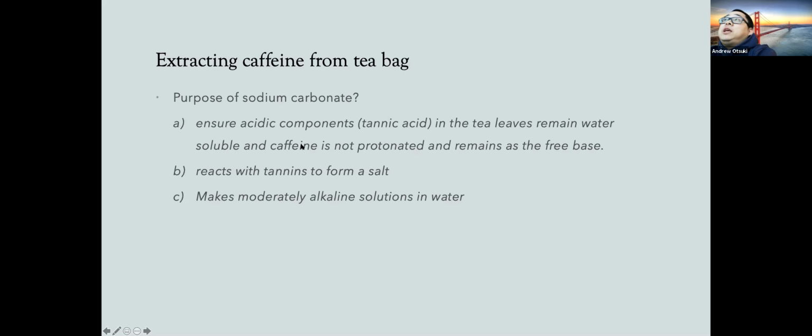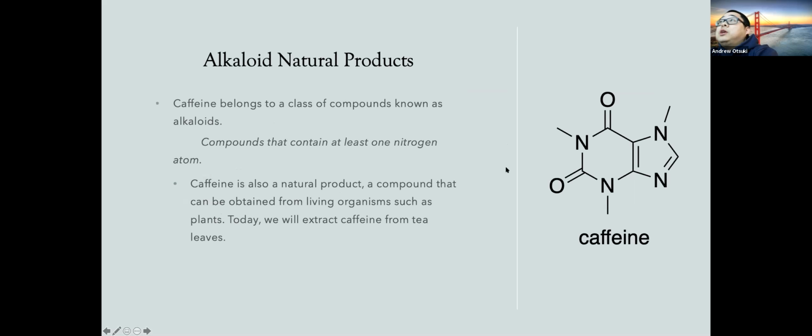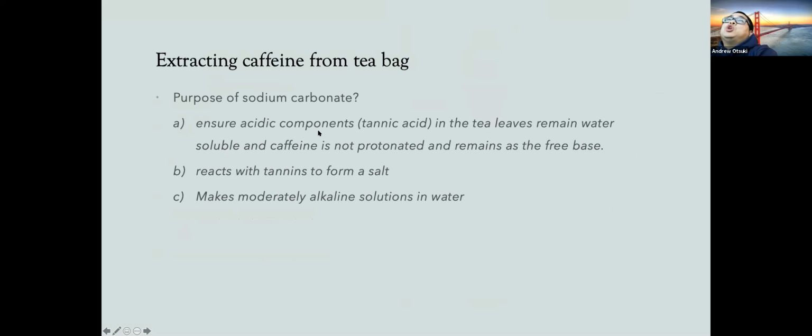And so we ensure that the caffeine, remember the structure is like this, is not protonated, because if it's protonated, it'll probably be soluble in water. So we don't want that. It has lots of electronegative atoms, so it gains a positive charge. It's going to be more soluble in water than our organic solvent. We don't want that, because we want to separate it. So we are going to make sure it's not protonated and remains as the free base.